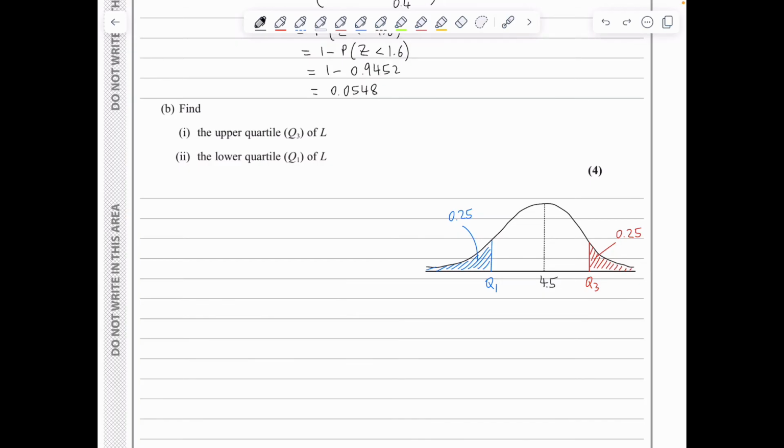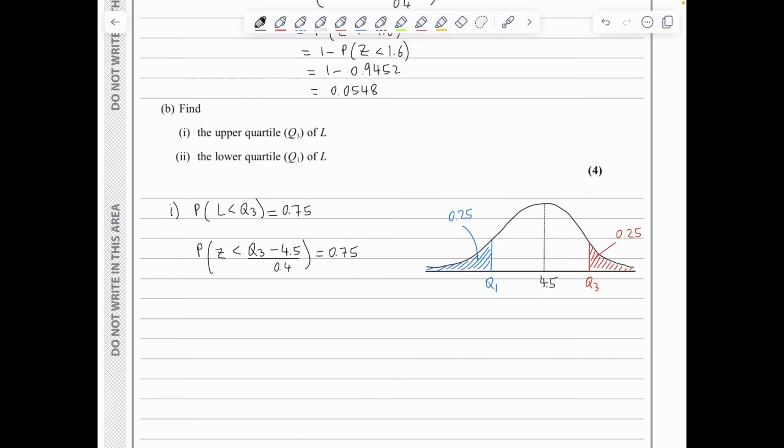So to find the upper quartile Q3, we start by having probability of L being less than Q3 being 0.75, because the probability of being above Q3 is 0.25, so the probability of being below is 0.75. We will again standardize, so the probability of Z less than Q3 minus 4.5 over 0.4 is equal to 0.75.